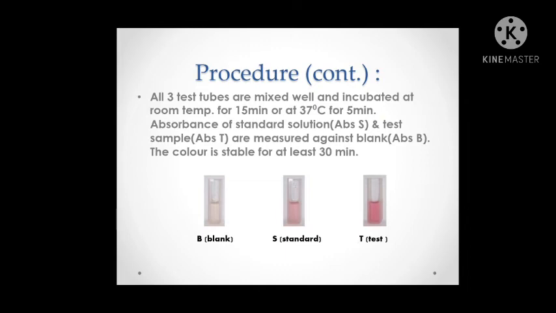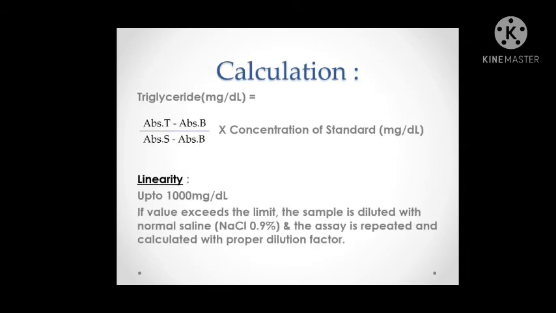All 3 test tubes are mixed well and incubated at room temperature for 15 minutes or at 37 degrees centigrade for 5 minutes. Absorbance of standard solution and test sample are measured against blank. The color is stable for at least 30 minutes. Now look at the 3 test tubes containing blank, standard and test for the expected colors.